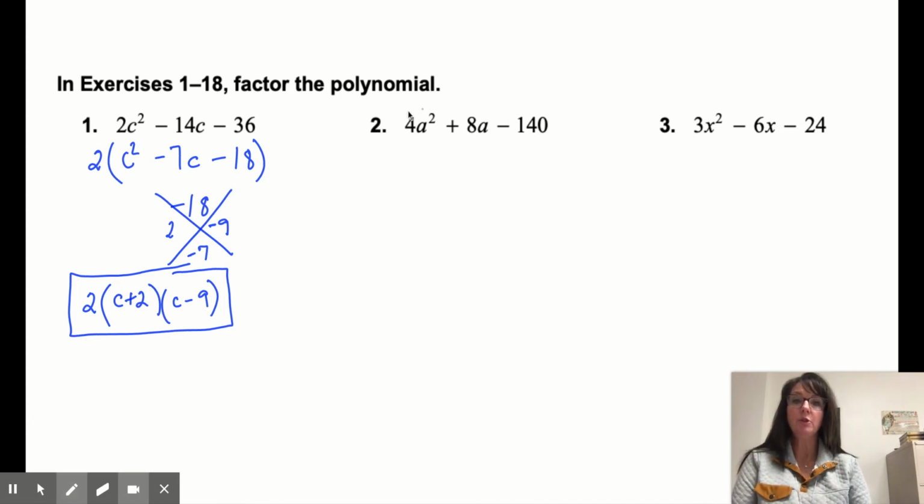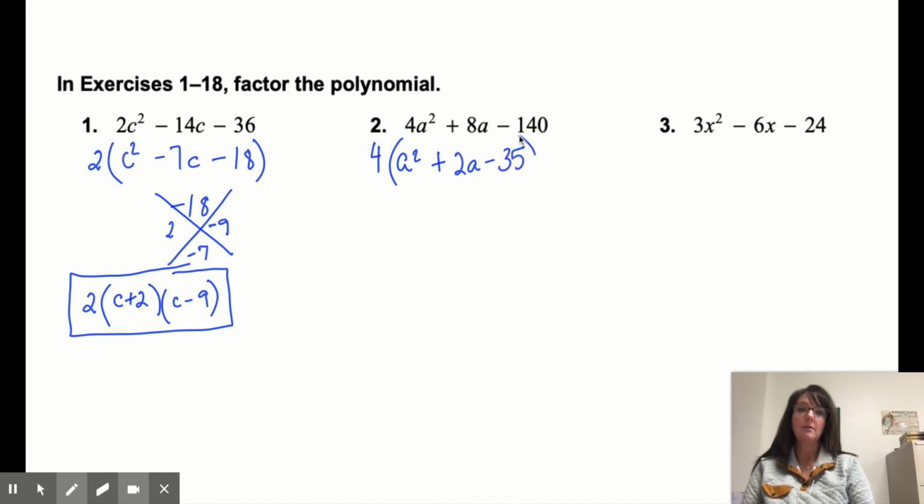Moving on to number 2. Again, looking for anything to factor out. They're all even, so we could factor out a 2, but if we do, it looks like we're probably left with another even. So I'm going to try 4. Factoring out 4, we get a squared plus 2a, and then 140 divided by 4 is 35. So all we've done to start with is factor out 4.